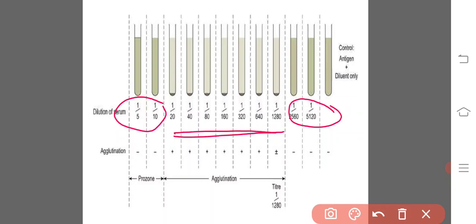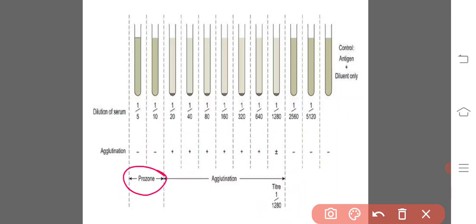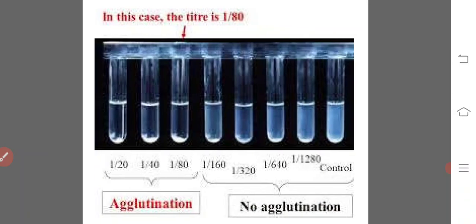So the maximum dilution where agglutination actually happens is known as the titer. Here 1 by 5, 1 by 10, this is the prozone. Here the titer is 1 by 80. Titer is 1 by 80. So the remaining all show no agglutination.